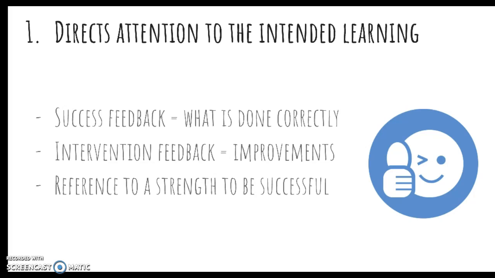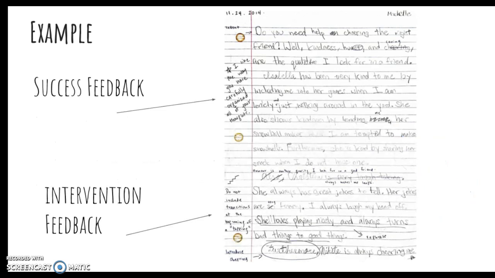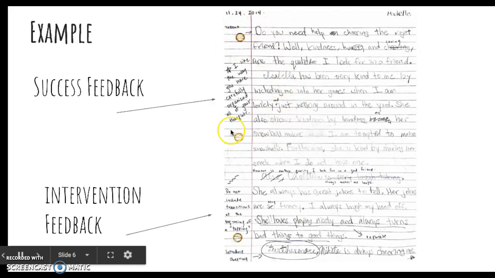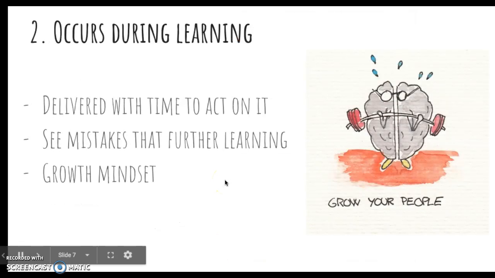Successful feedback is what is done correctly when you're giving students good things. Intervention feedback is the improvements you want to see. So you want to make sure you're always referencing a strength with the students. Here's an example of the success feedback: I like the way you're doing something. And here's an example of intervention feedback, where they could have given a positive with their intervention feedback.